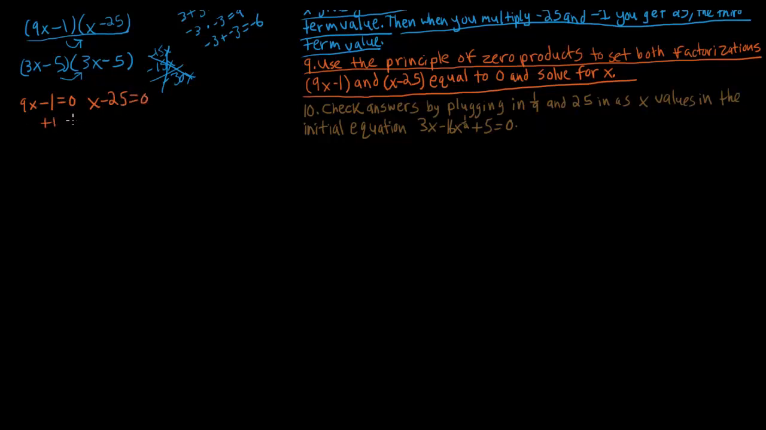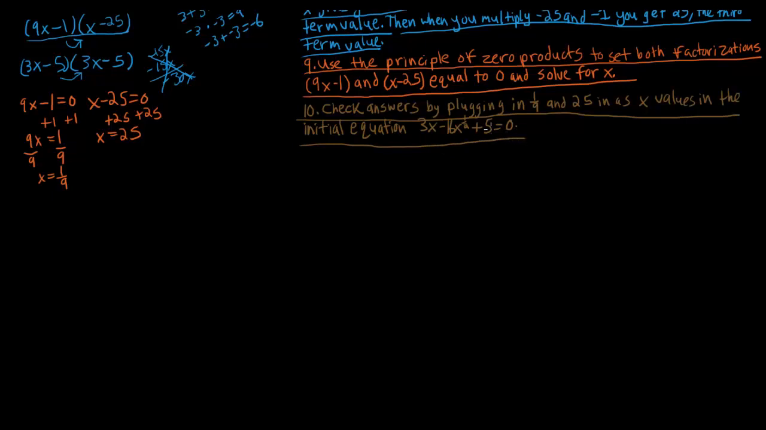So add 1 to both sides. 9x equals 1. Divide both sides by 9. X equals 1/9. And then x minus 25, we can add 25 to both sides to get x by itself. X equals 25. And now step 10, we want to check the answers by plugging in 1/9 and 25 as the x values in the initial equation, 3x minus 16x raised to the half power plus 5 equals 0. So we need to go ahead and plug in these values into this equation.